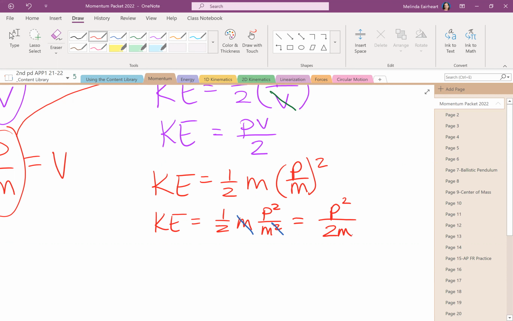Good deal? And so every once in a while, it's good to do this. AP sometimes will have you derive a certain equation in terms of, and whatever they list out is what should be in your answer. So this one's in terms of mass and momentum. The previous one was in terms of momentum and velocity. Good deal? Okay, so that's the only little notes there.